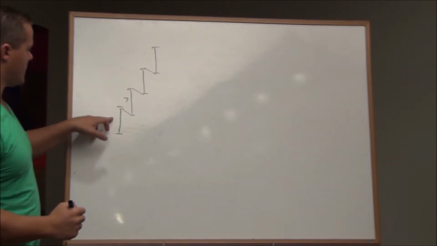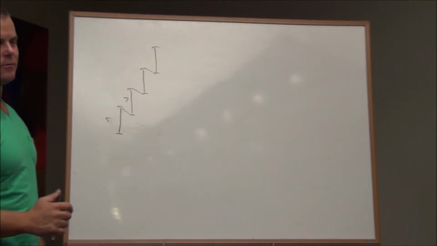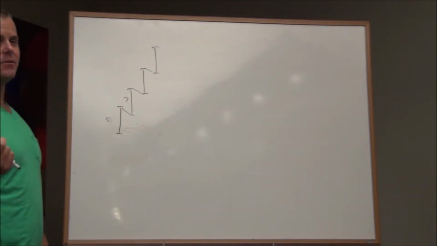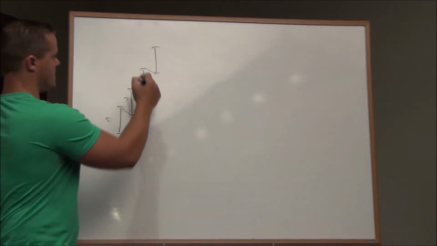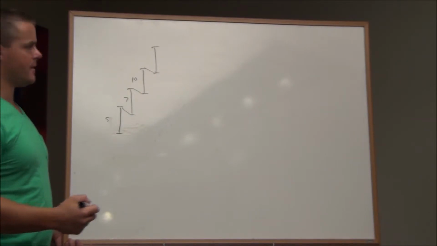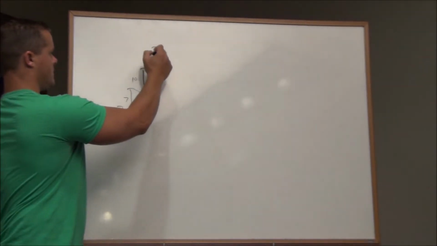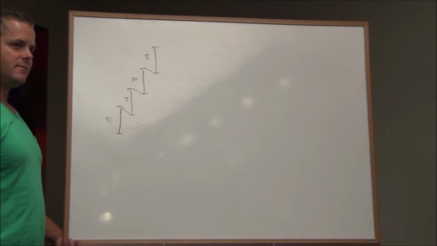What can we automatically assume about the momentum of this trend if this was a $5 move and that was a $7 move? Is the momentum increasing or decreasing? Increasing, right? Let's say this is 10, what can we assume here? Again, still increasing. Increasing less rapidly, yep, slowing momentum, right?